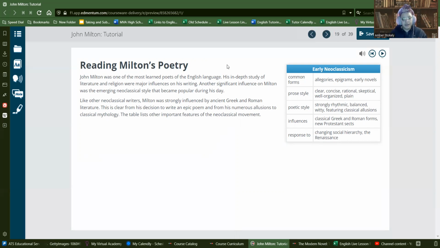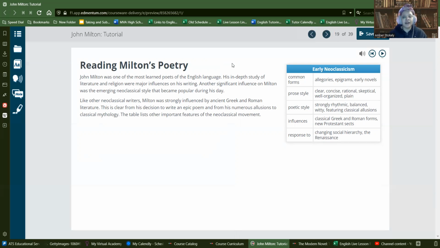Epigrams are short poems that express an idea in a funny, satirical, witty kind of way. So like you're sort of criticizing something, but in a short, witty way. Think of if you could make a poem into a joke that criticizes someone, like an exposé sort of thing, that would be an epigram.